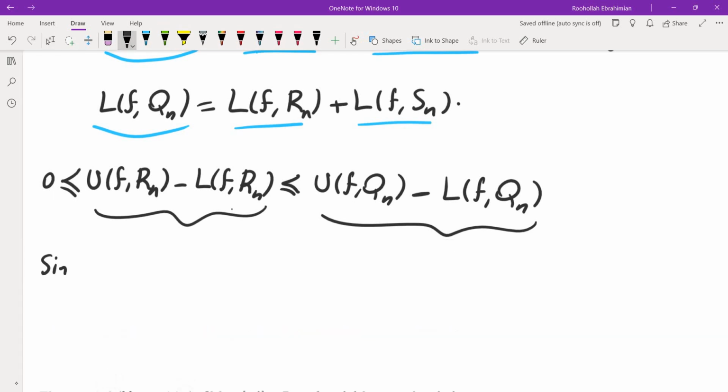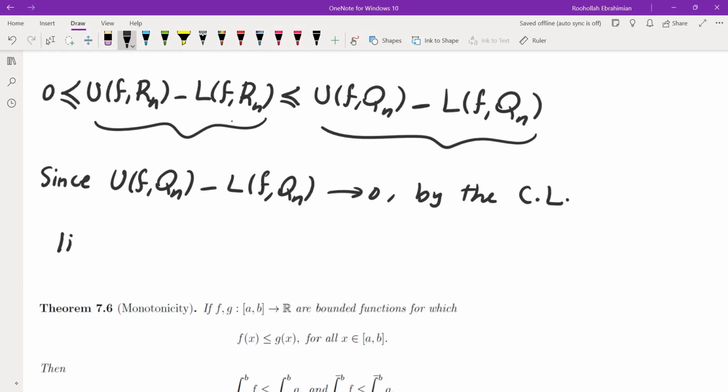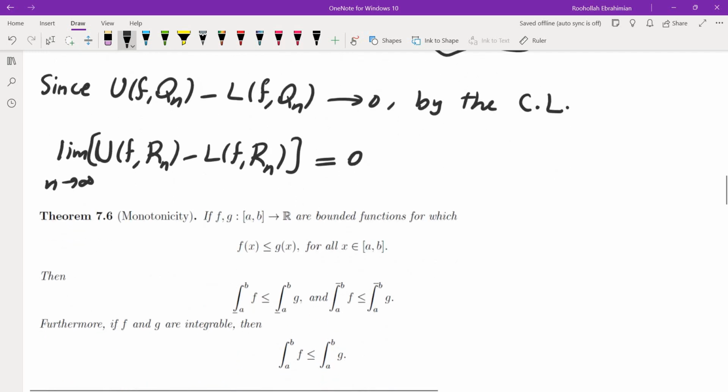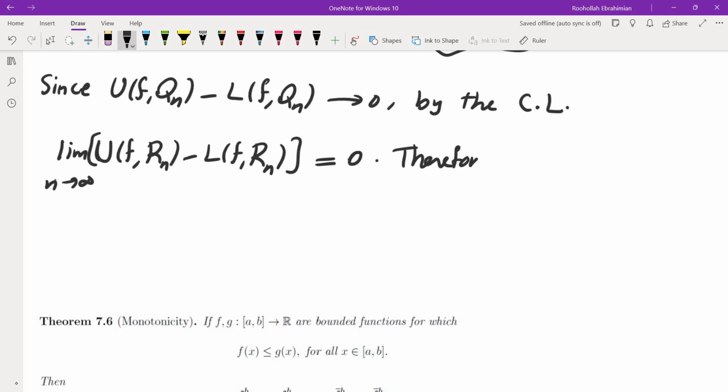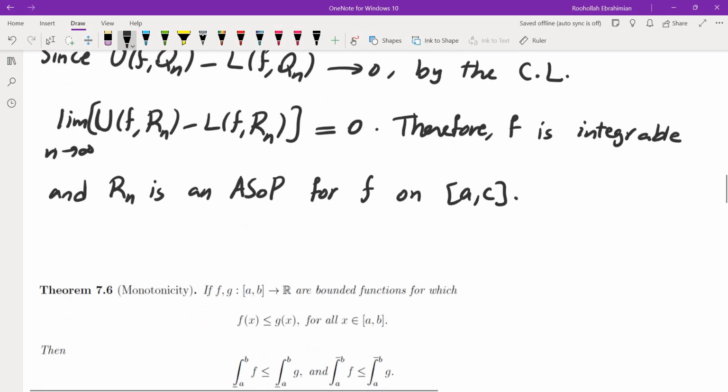And since the upper sum for Qn minus the lower sum for Qn approaches 0, by the comparison lemma, the limit of the upper sum of f with respect to Rn minus the lower sum with respect to Rn is also 0. Therefore, f is integrable, and Rn is an Archimedean sequence of partitions for f on [a, c]. Okay, so f is integrable over [a, c].